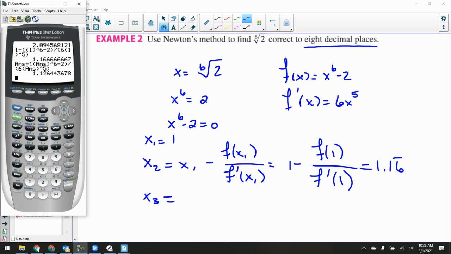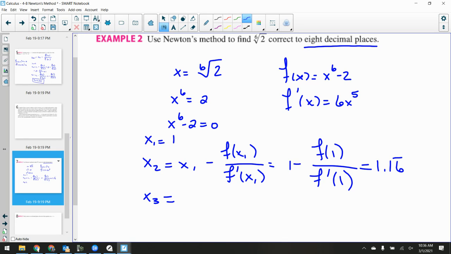1.1264438. Yep, that's exactly what I have. 1.12, I'll just write it from here. 1.1264438, that's 8 decimal places out. All right, let's run x4.